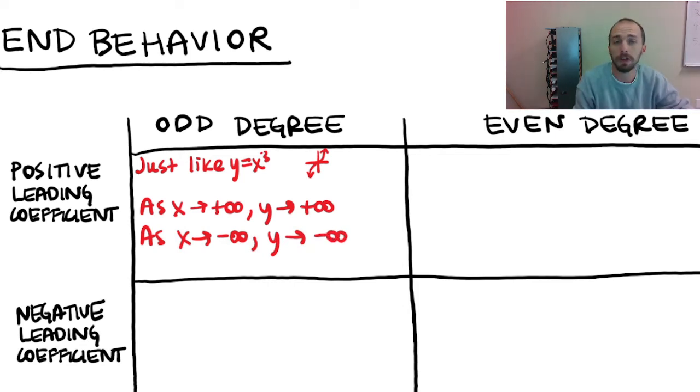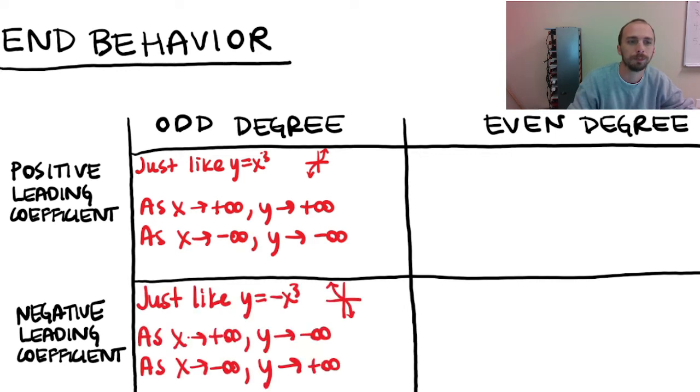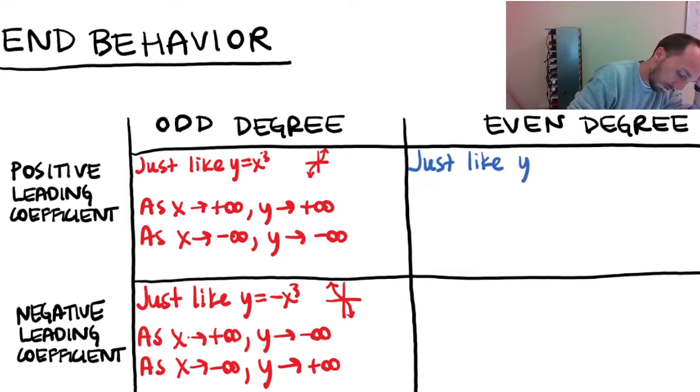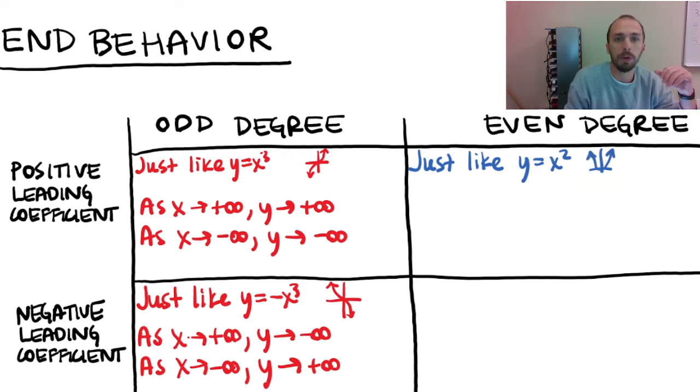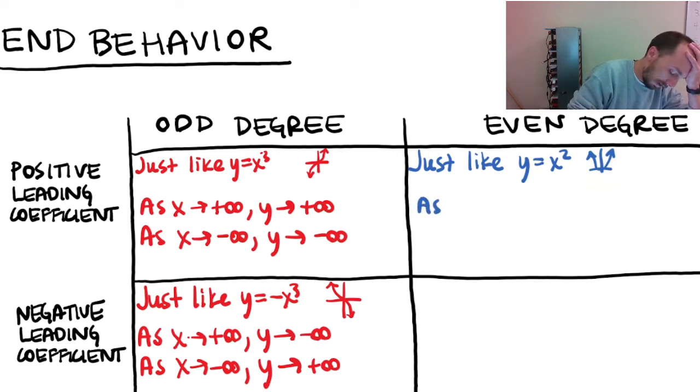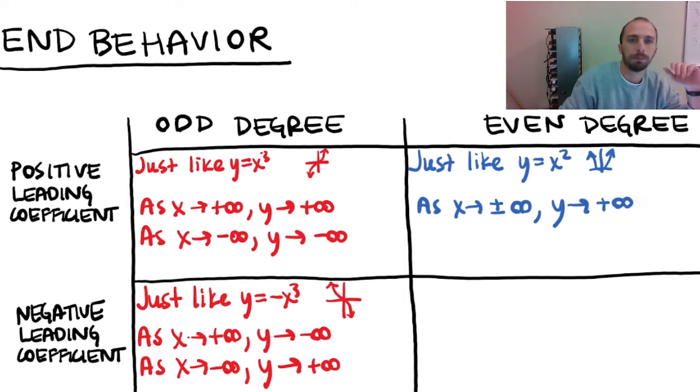And then for a negative leading coefficient, I'd say it's just like negative x cubed. So as x approaches positive infinity, y approaches negative infinity, and as x approaches negative infinity, y is going to positive infinity. And then with an even degree polynomial, I just want you to think back to y equals x squared. That's a graph that we know what it looks like. That goes up on both sides. That was a really bad parabola, but you know what it looks like better in your mind than you can draw. So I'm going to say as x approaches positive or negative infinity, I only need one because it's doing the same thing, y is approaching positive infinity. And then for a negative leading coefficient, we're thinking just like y equals negative x squared.